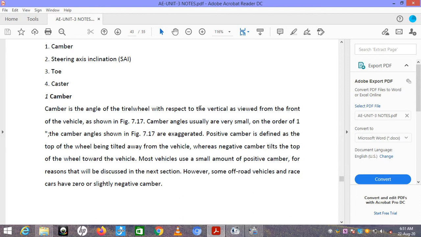Camber angles usually are very small, on the order of 1°. The camber angles are shown. Positive camber is defined as the top of the wheel being tilted away from the vehicle, whereas negative camber tilts the top of the wheel towards the vehicle. Most vehicles use a small amount of positive camber for reasons that will be discussed in our next lecture. Some off-road vehicles and race cars have zero or slightly negative camber.